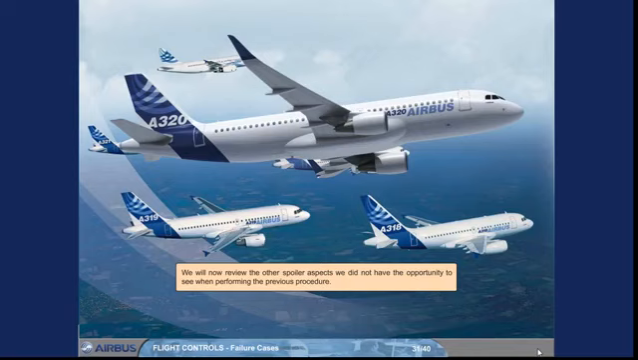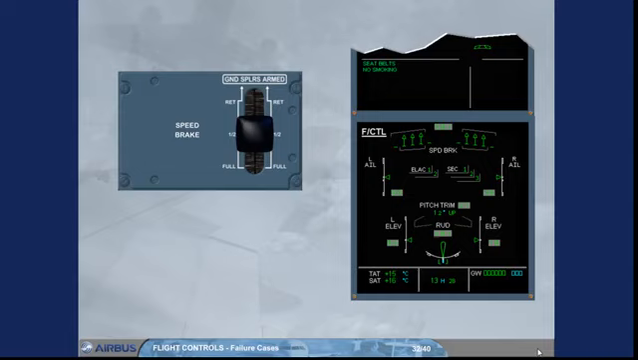We will now review the other spoiler aspects we did not have the opportunity to see when performing the previous procedure. According to the failure configuration or activated protection, the speed brake extension may be inhibited. If the inhibition occurs when the speed brakes are extended, they retract automatically and stay retracted until the inhibition conditions are left and the lever has been set to retract for 10 seconds or more. Note: ECAM cautions are also triggered.